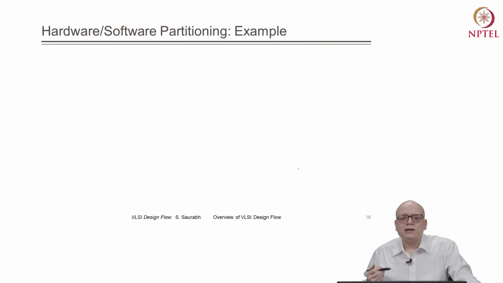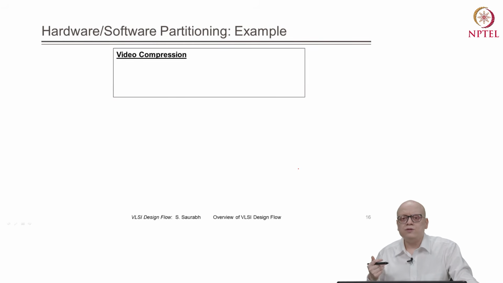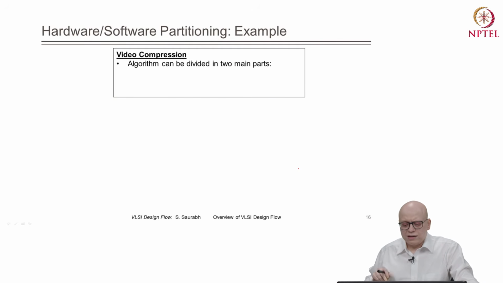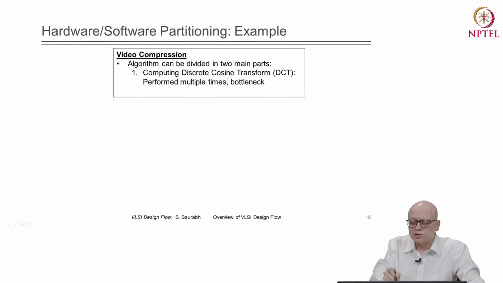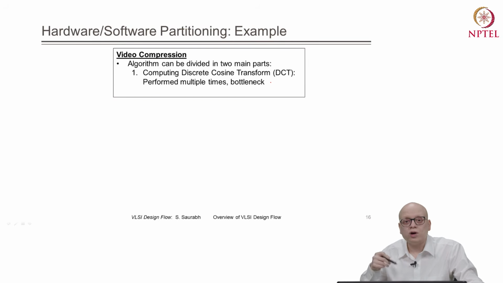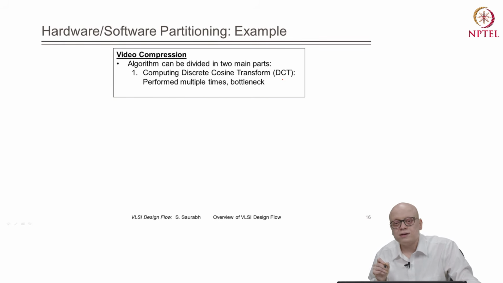Now, let us look into an example of how partitioning can be done. Just a simple example, let us consider a video compression algorithm. In this algorithm we can divide it into two parts. The first part is the one which is computing discrete cosine transform. Assume for the time being that this computation is done many times, and this is the bottleneck for the algorithm. It is taking a lot of time, the computation of discrete cosine transform.